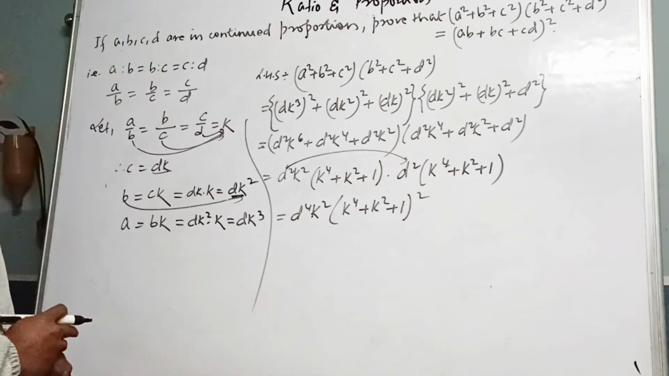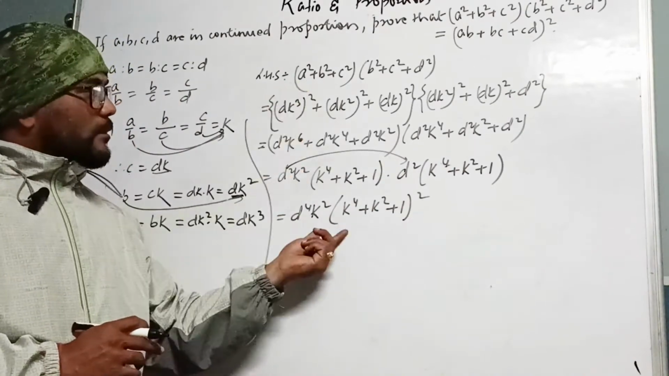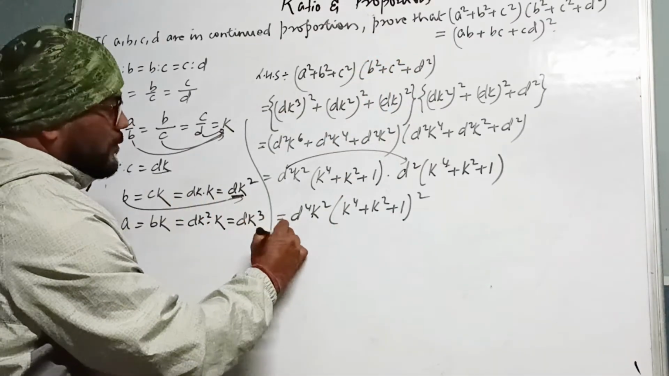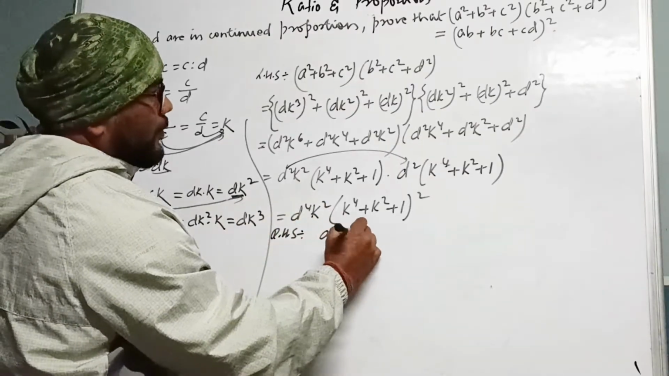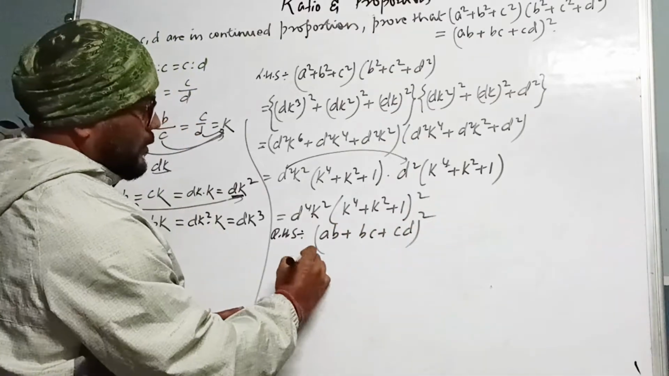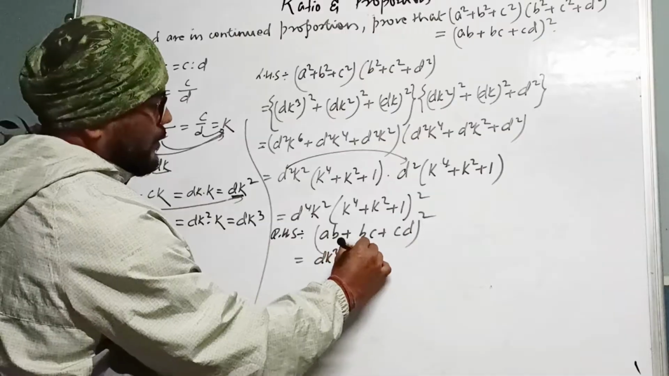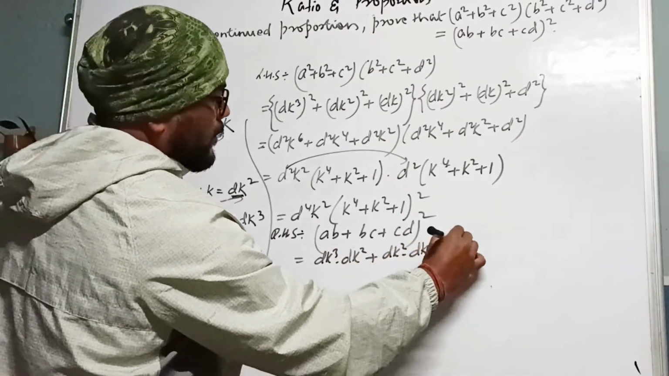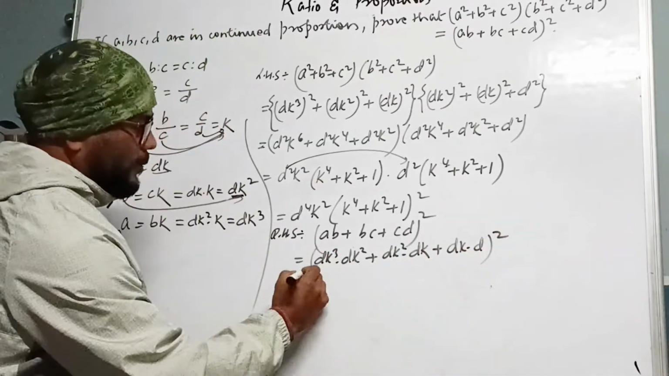Okay, so this is the expression, the lowest form of LHS. Now from the RHS, you can get the value as LHS. RHS is given here: (AB plus BC plus CD) whole square. Just substitute the value of A: DK cube, B is DK square, and C is DK. Hope you are understanding, dear students.